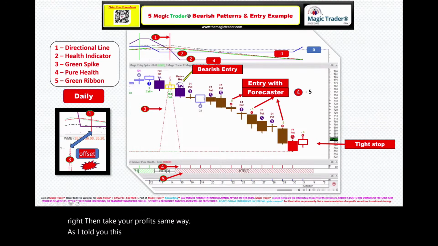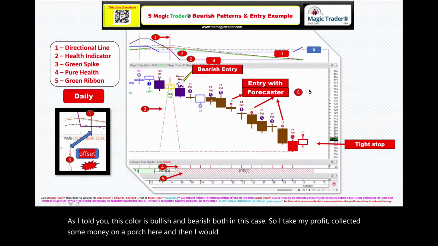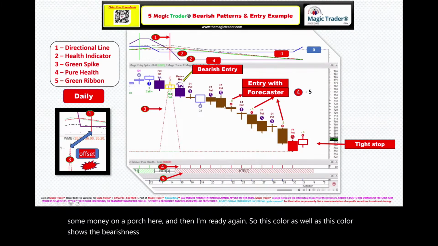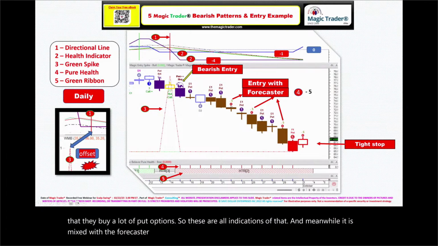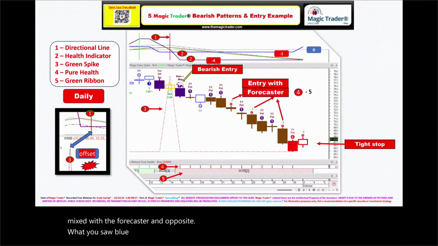This color is bullish and bearish both in this case. So I take my profit, collected some money on the puts here, and then I'm ready again. So this color as well as this color shows the bearishness, and the bigger institutions come and start piling up the short side, or they buy a lot of put options. So these are all indications of that. And meanwhile, it is mixed with the forecaster, and opposite to what you saw, the blue color circle is telling us that we're going to go down. And this is on a risk scale of 1 to 6.